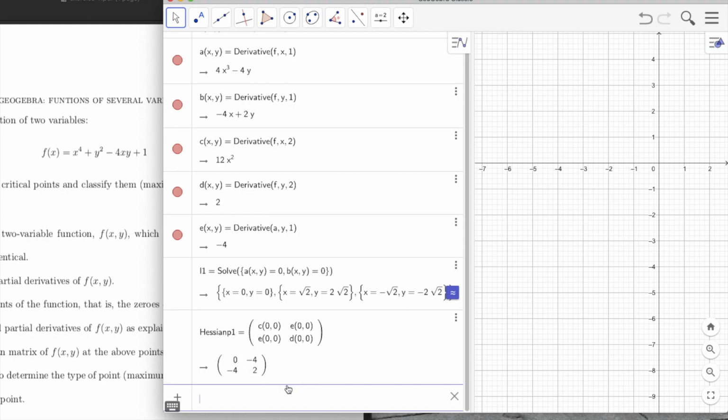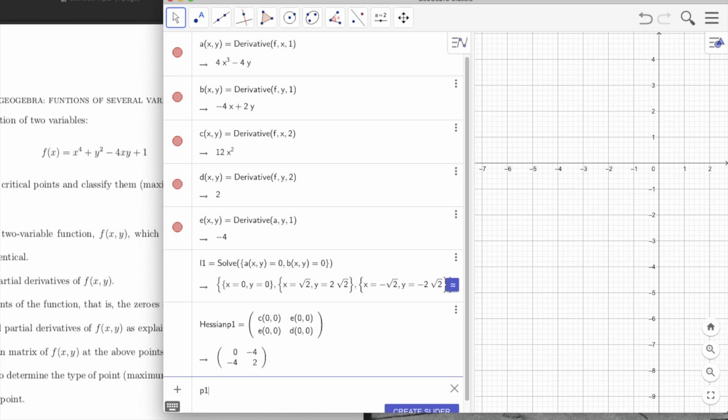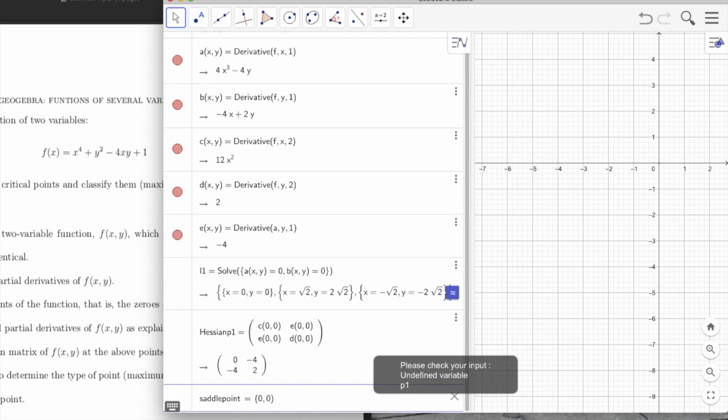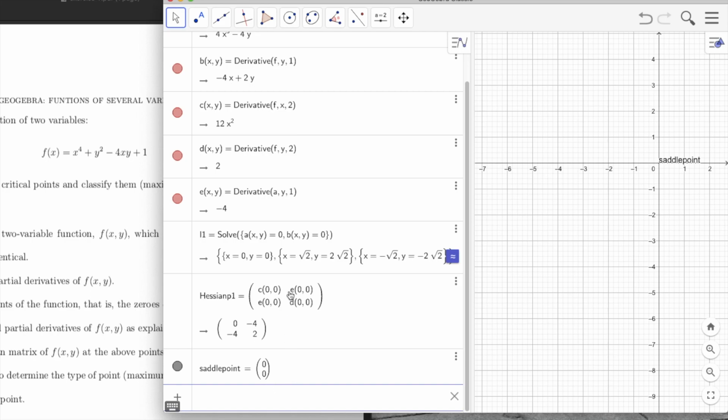What do we see here? We see the determinant of this Hessian is negative, so the first point, P1, is a saddle. So we write saddle point equals (0,0). That's the saddle point. Let's compute for the other points.